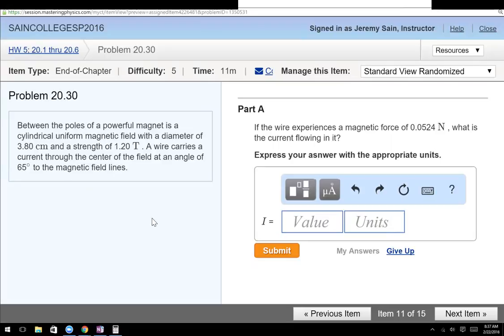The diameter of that, the strength of that, a wire carries a current through the center at an angle of that to the magnetic field lines. The wire experiences a magnetic force of that. What is the current flowing in it? So I'm sitting here thinking, do I need to know the diameter of the magnetic field? I feel like I should just need to know the strength of it. Oh yeah, I do need to know the diameter of it.